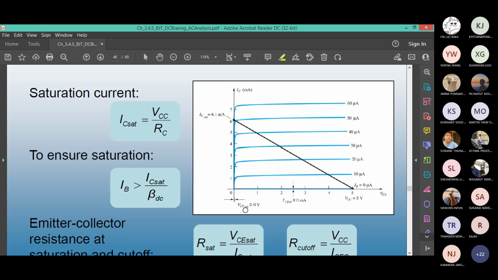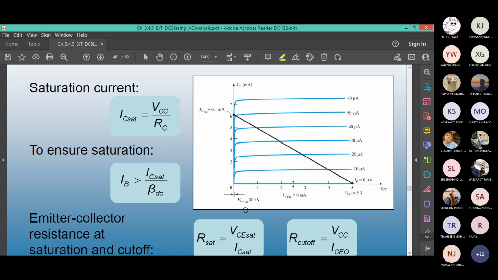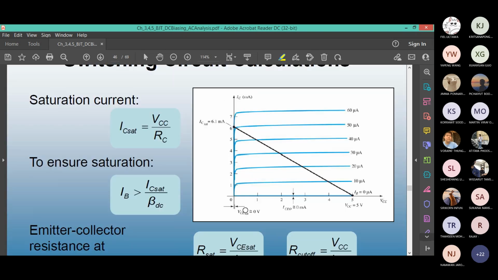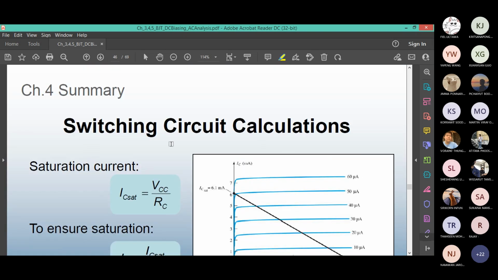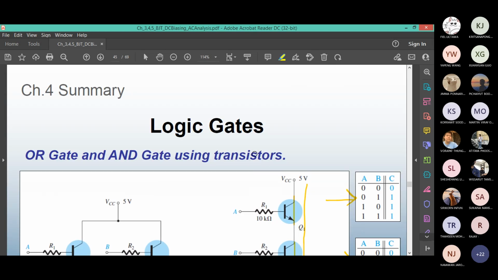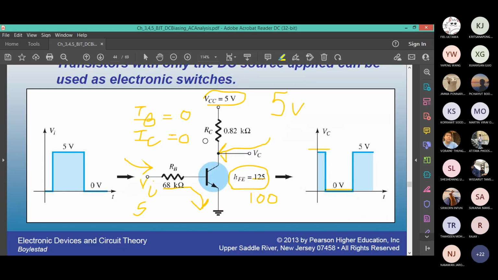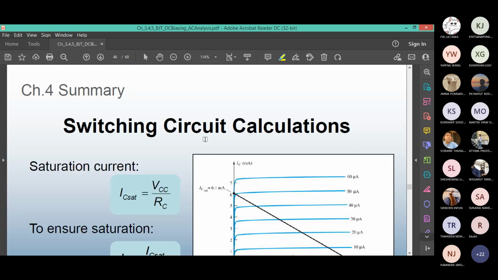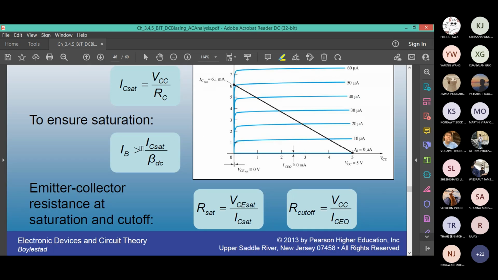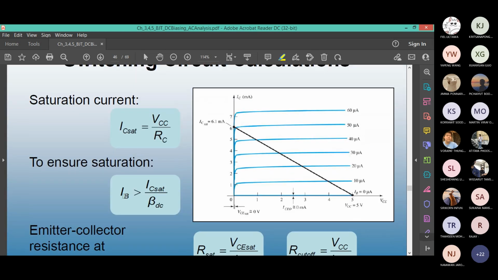Where is this coming from? Switching circuit calculation. You know saturation current is VCC over RC. In this case, where is the switching circuit? Here, VCC over RC. In order to ensure saturation, the base current has to be greater than the saturation current divided by the DC beta value.